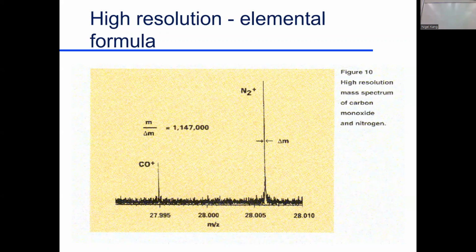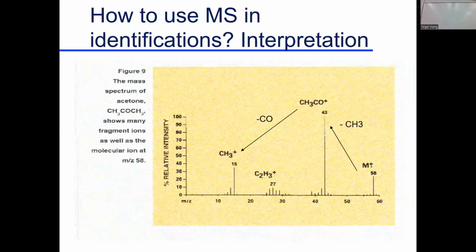One of the neat things that has come about with the time of flight mass spectrometers is you can start getting high resolution. In this previous slide, this 43 could be made up of different combinations. It doesn't have to be made up only of this. There are other molecules or parts of molecules, atoms I should say, different atoms that can total up to 43.